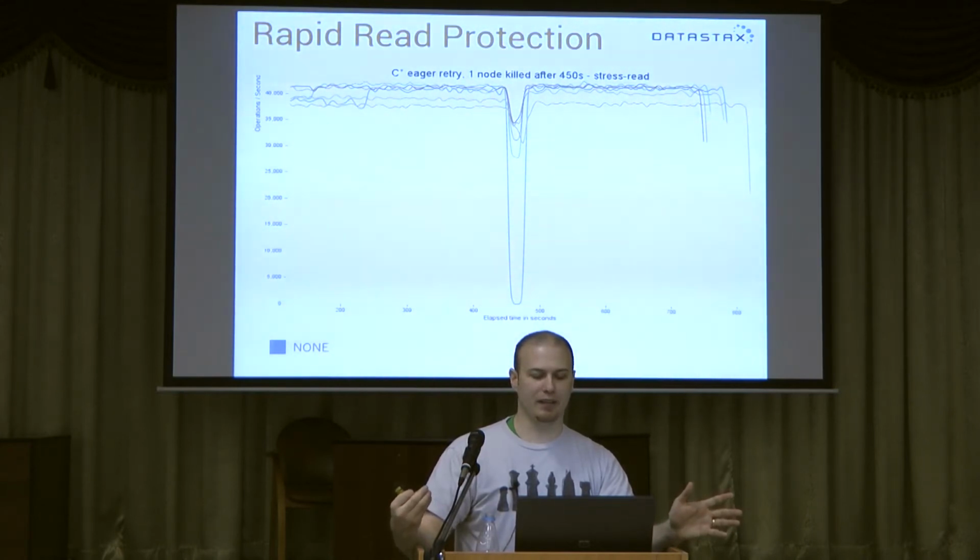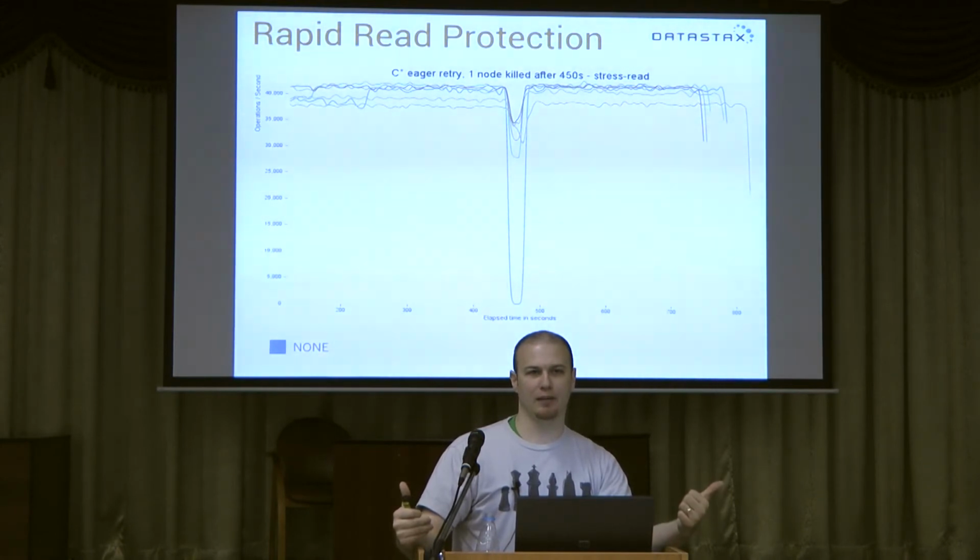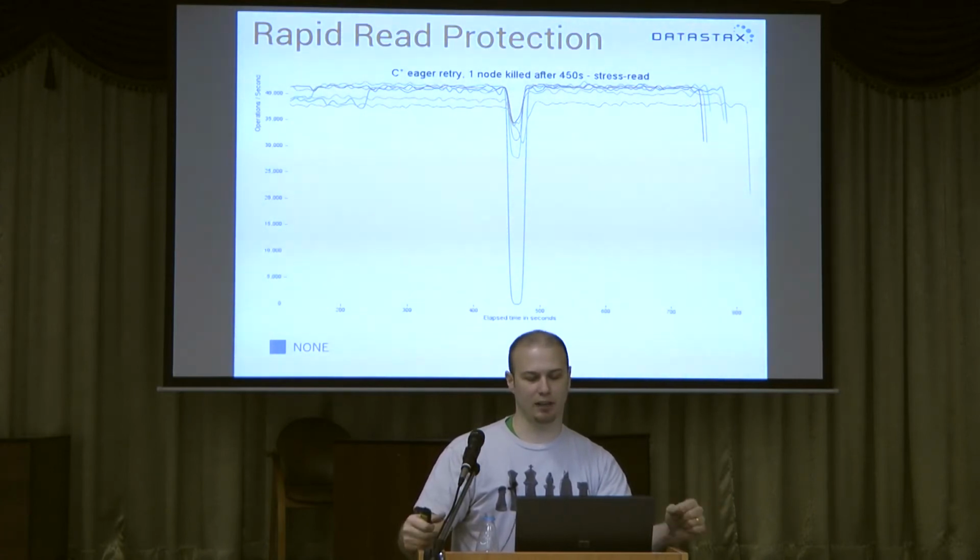You'll notice that each of the other lines here is a different aggressiveness of rapid read protection. The orange line is always doing a redundant request. It doesn't wait for it to time out. It's always going to do a redundant request anyway. There's a couple things that are interesting about that. One is that there's a notable performance impact on always doing that redundant request. The orange line is about 10% lower than the lines for do it after 99th percentile and 95th percentile, and I think the other one is 10 milliseconds is what we used.